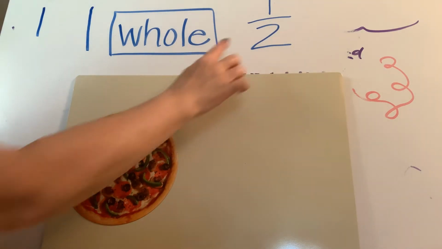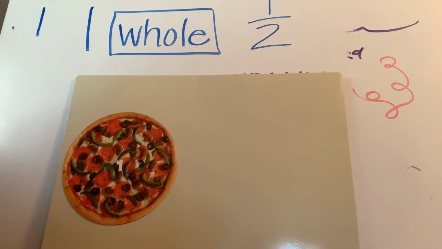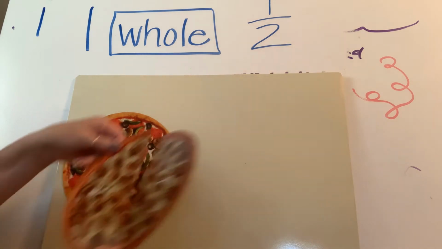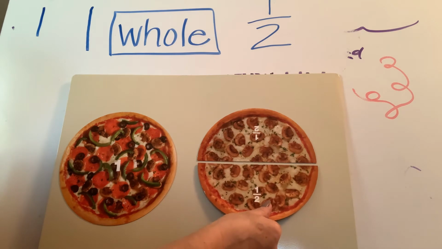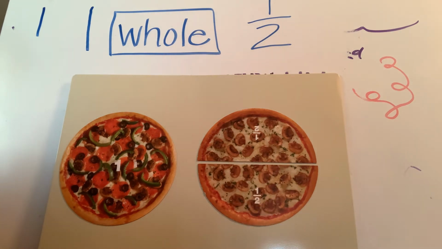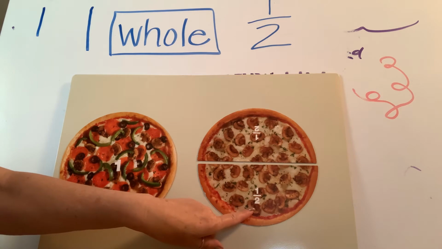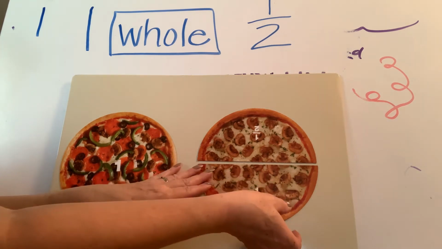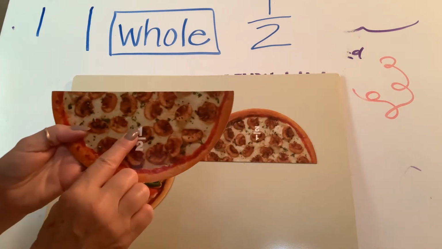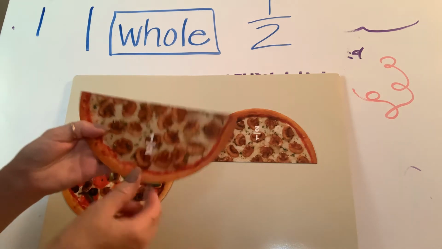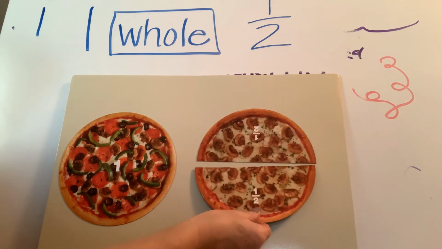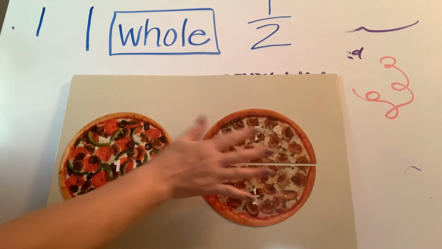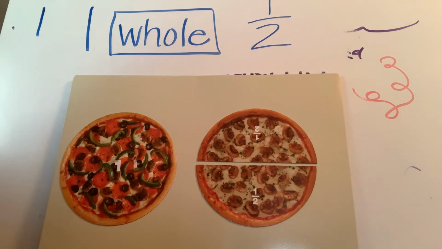Good job. The bottom number means how many pieces do I need to slice? I need to cut it into 2 equal slices. Did I do that? Yes. Now can you see the fraction? This piece is worth 1 out of 2 pieces. Okay? That is a half. Okay? 2 halves equal 1 whole.